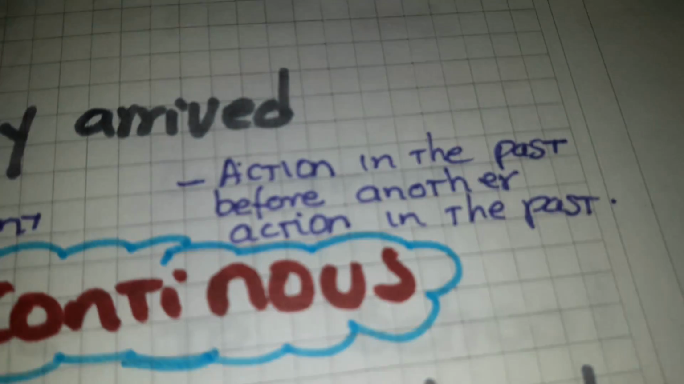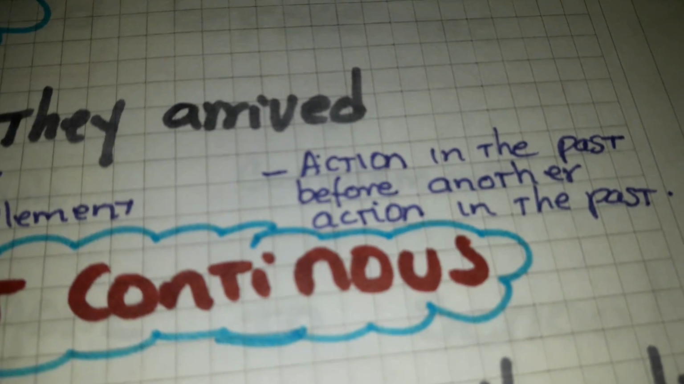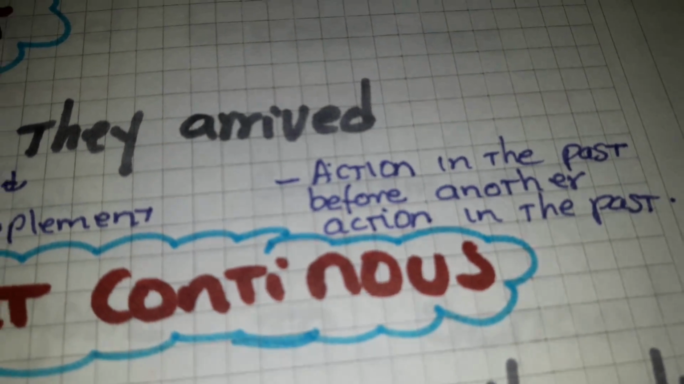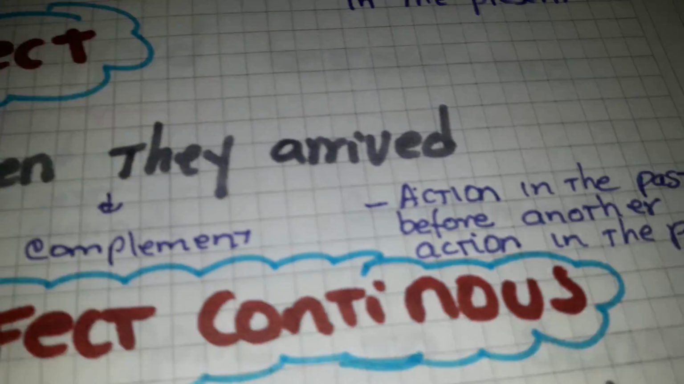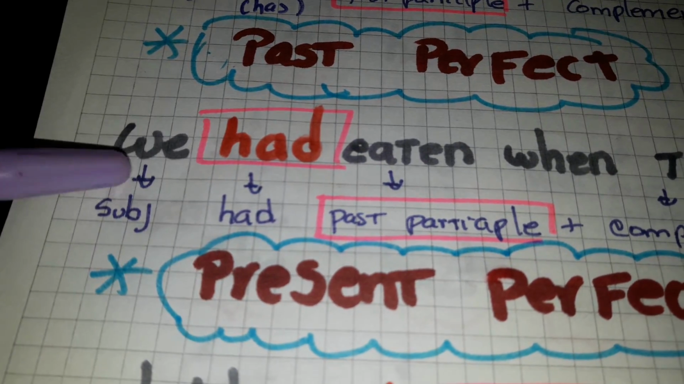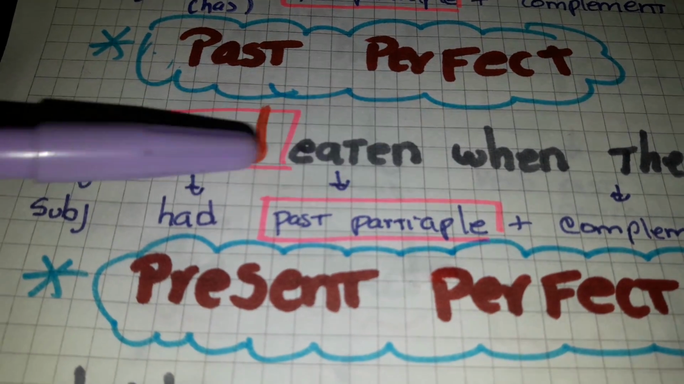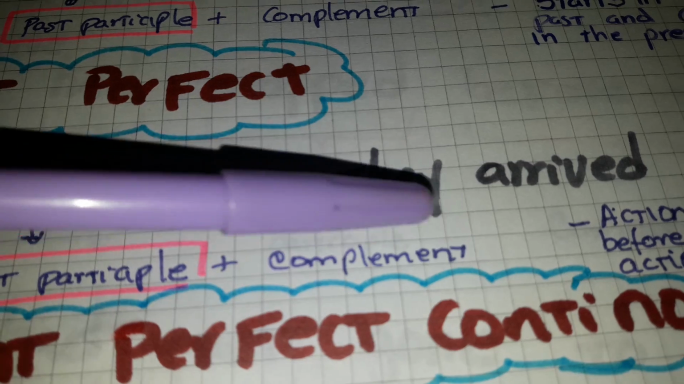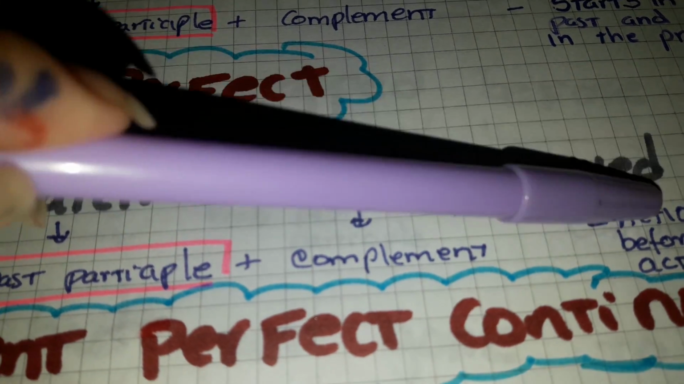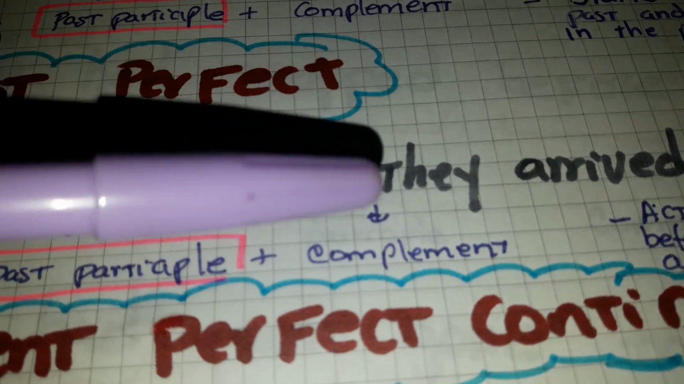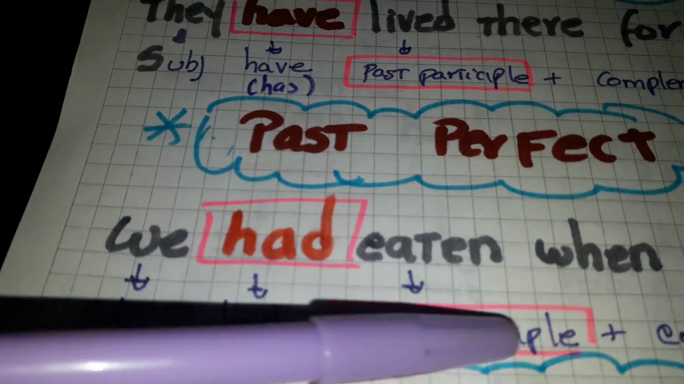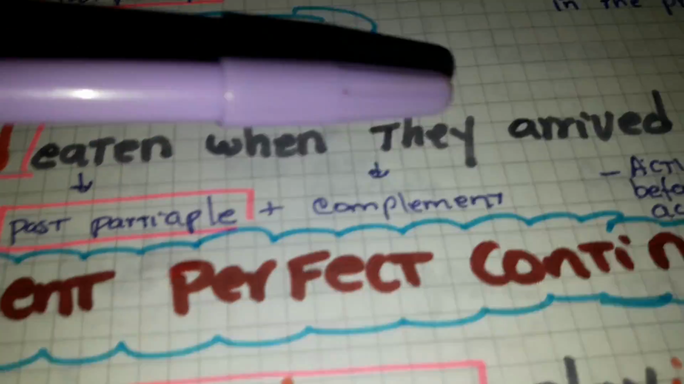When do you use this tense? Look at this. Action in the past before another action in the past. Okay? The first action: we had eaten. This is the second action in the past: when they arrived. Those are two actions in the past. We had eaten when they arrived.